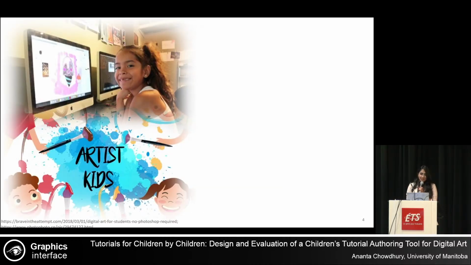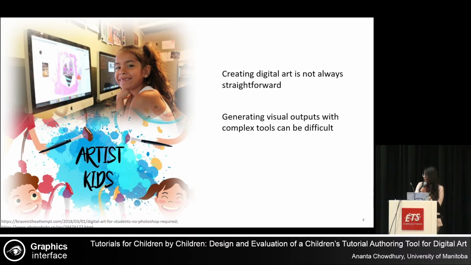the process of creating digital art is not always straightforward, because generating visual outputs with complex tools can be difficult. And while there are many digital art tutorials available online, most of these are created by adults for other adults. And prior research says that children find these adult-oriented resources difficult to use for their advantage.